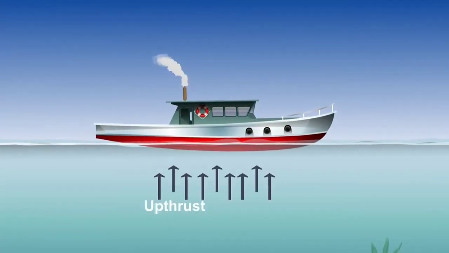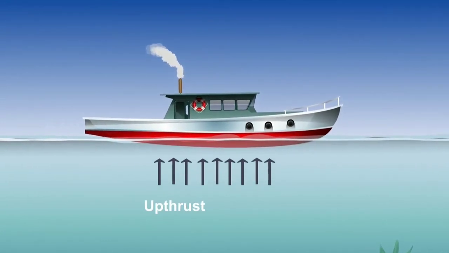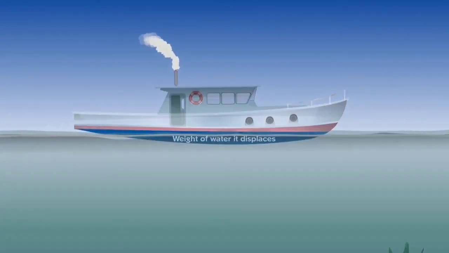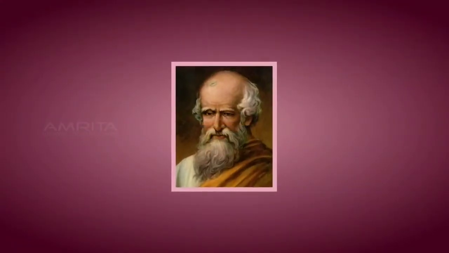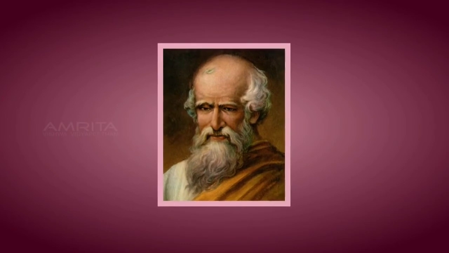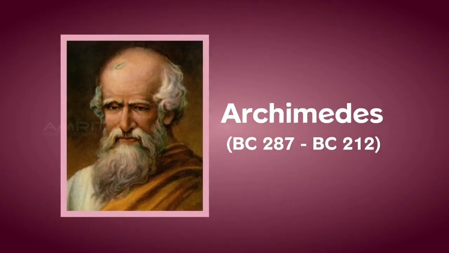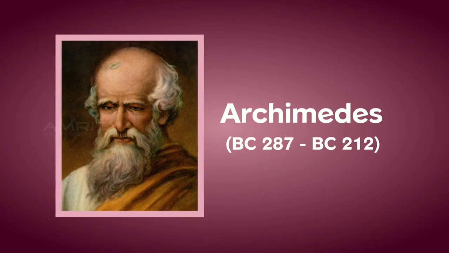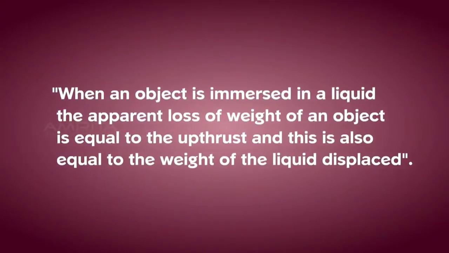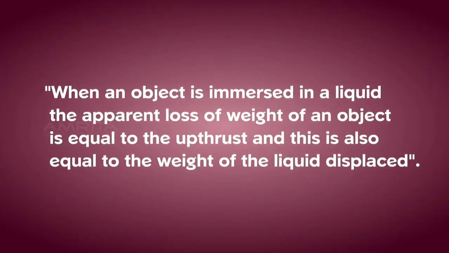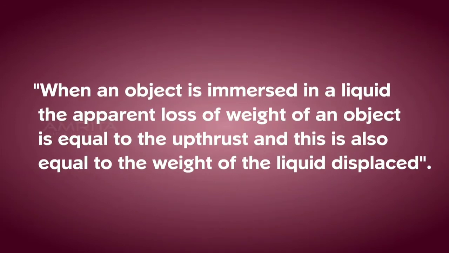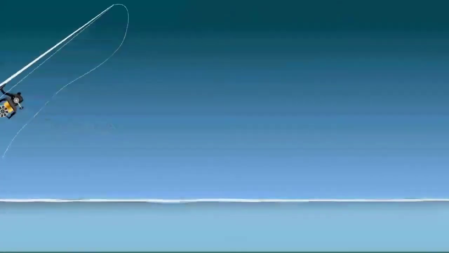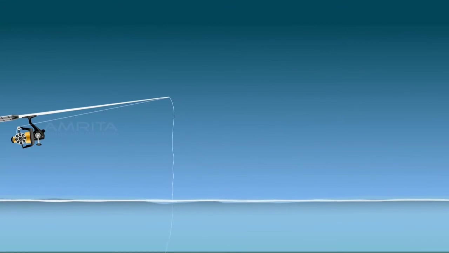In general, an object experiences a loss of weight in water due to the upthrust, and it is equal to the weight of water displaced by it. This is better answered using the law of buoyancy, also known as Archimedes' Principle, named after the Greek scientist who discovered it. Archimedes' principle states that when an object is immersed in a liquid, the apparent loss of weight of an object is equal to the upthrust, and this is also equal to the weight of the liquid displaced. We see the uses of this principle in our daily lives.